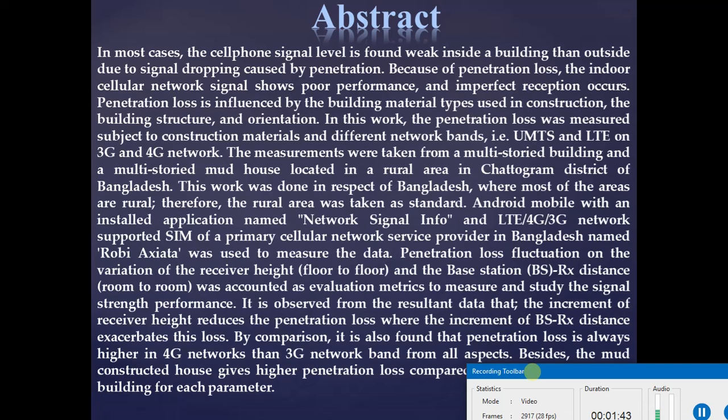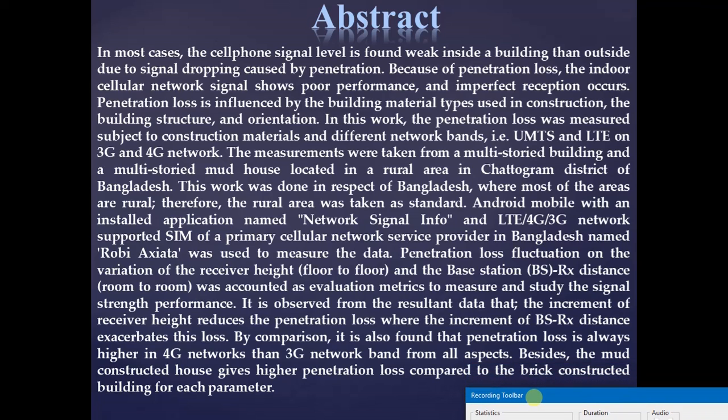Penetration loss fluctuation on the variation of receiver height, which is floor to floor, and the base station to receiver distance, which is room to room, was accounted as evaluation metrics to study the signal strength performance. It is observed from the resultant data that the increment of receiver height reduced the penetration loss, whereas the increment of base station to receiver distance exacerbated this loss. By comparison, it is also found that the penetration loss is always higher in 4G network than 3G network from all aspects. Besides, the mud constructed house gives higher penetration loss compared to the brick constructed building for each parameter.